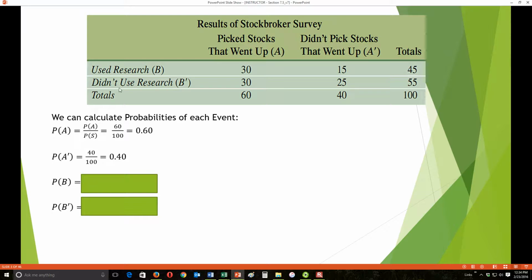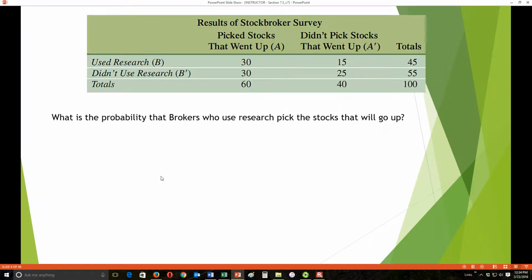We can also do the same thing with our other category, B and B complement. Probability of B is 45 over 100, and the probability of B complement is 55 over 100. This is all standard, how we've done our calculations before. However, we want to look at it a little bit closer, though.